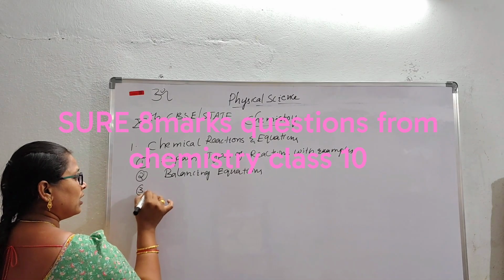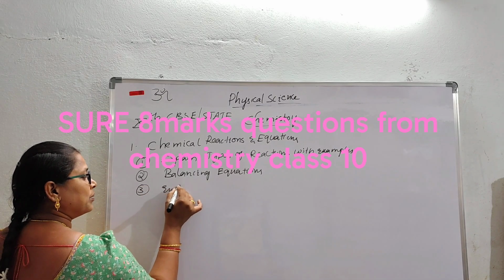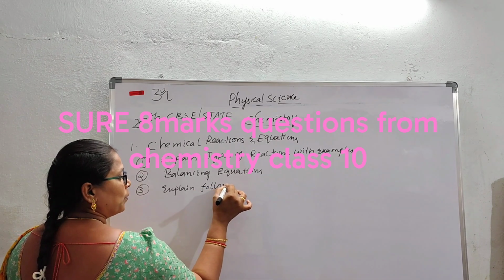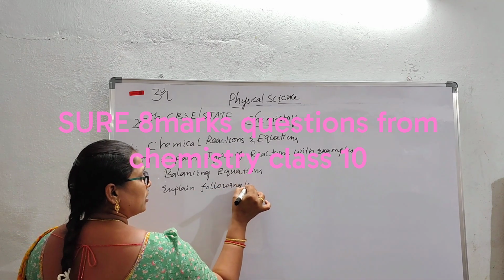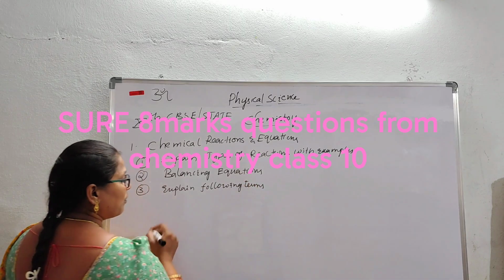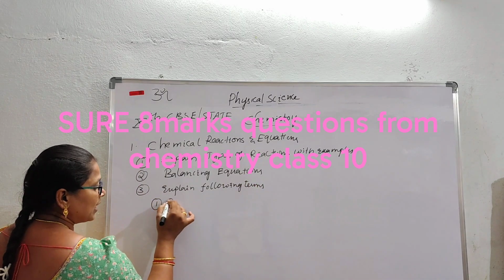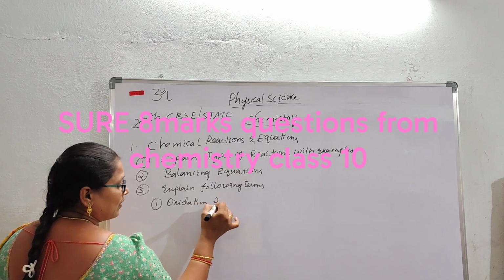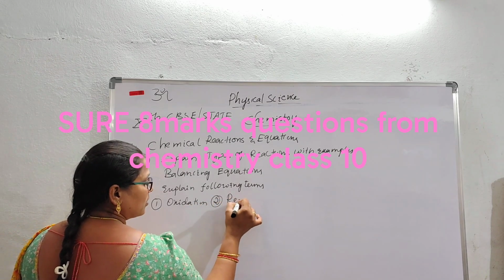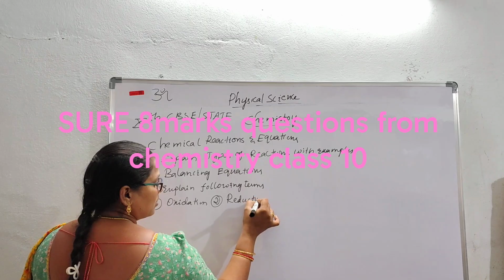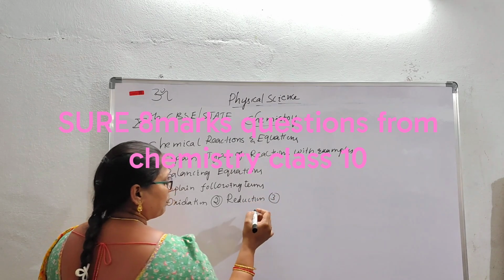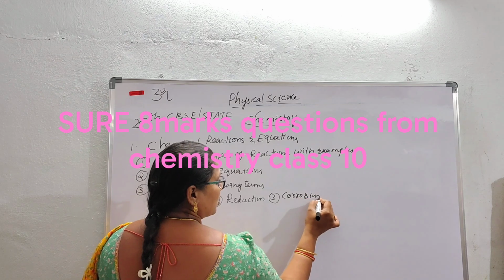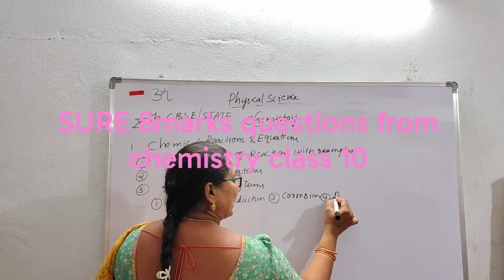And third one, explain the following terms. First one is oxidation. Second one is reduction. Third one is corrosion. Fourth one is rancidity.